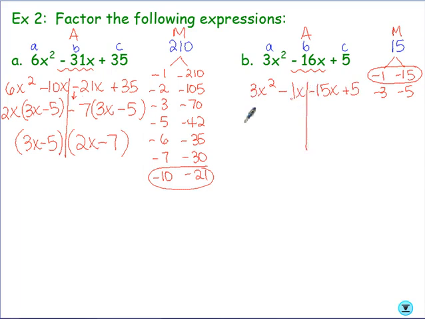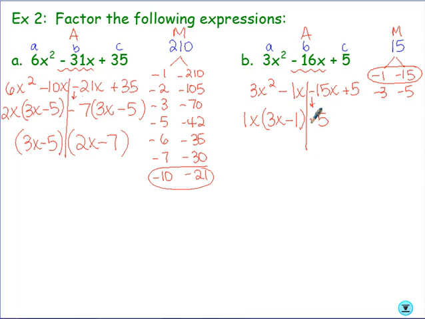3 and 1 can only be divided by 1. They have an x in common. 3 divided by 1 is 3. There's an x left over. Negative 1 divided by 1 is negative 1. No x left over. On this side, 15 and 5 can both be divided by 5.